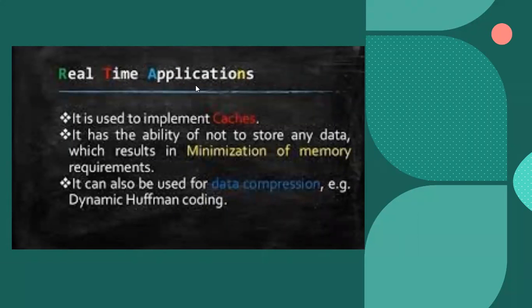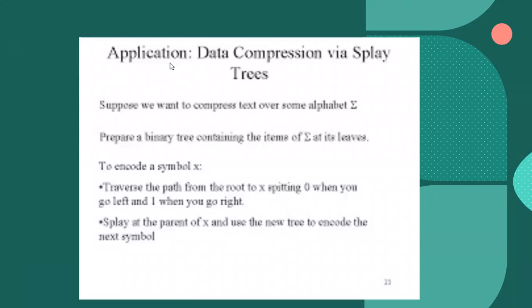Some of the real-time applications of data compression: it is used to implement caches. It has the ability to not store any data, which results in minimization of memory. These are some of the special features, which indicate the memory requirements. This is one special feature we should consider, and it can also be used for data compression, for example dynamic Huffman coding. Applications of data compression via splay trees.